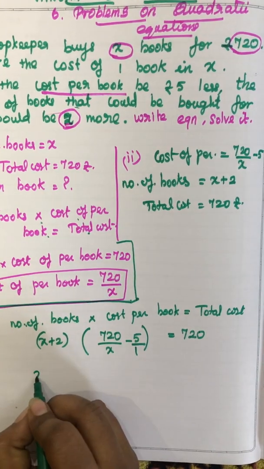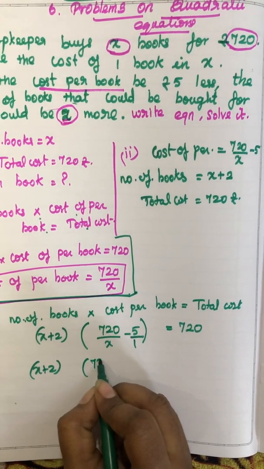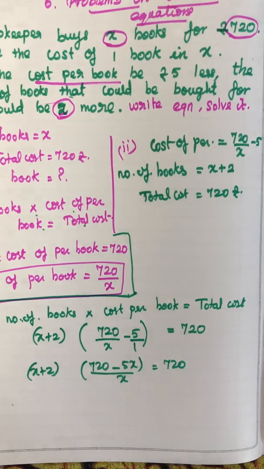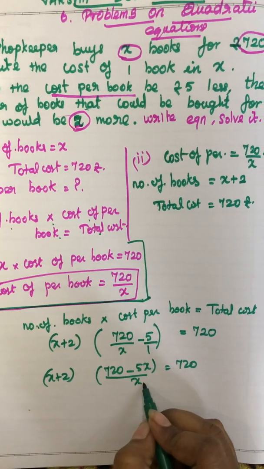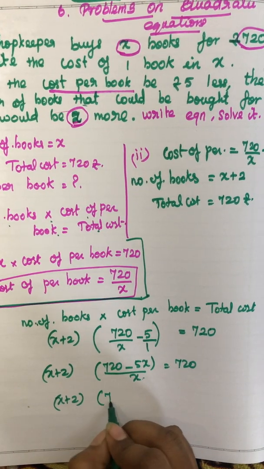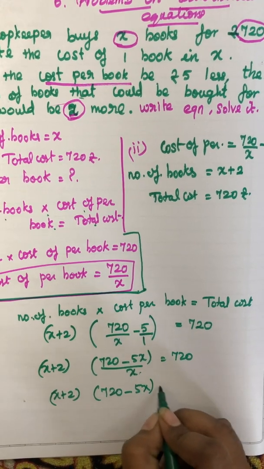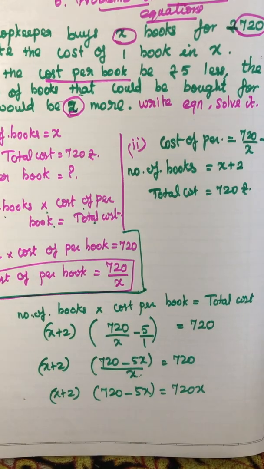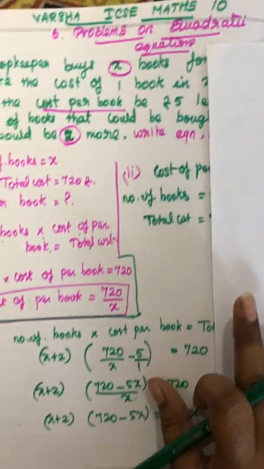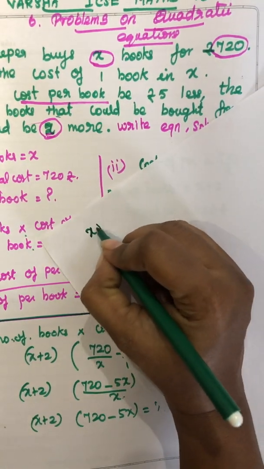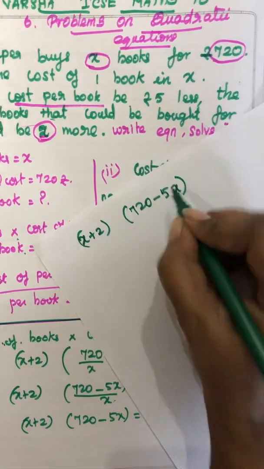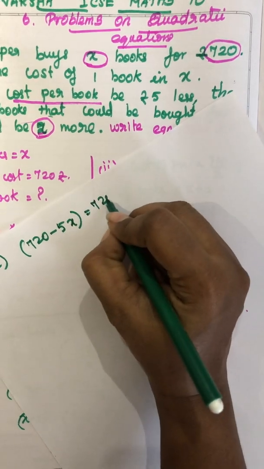See, take LCM. So this is X plus 2, this is 720 minus 5X by X, equal to 720. Okay, so in the next step, this X goes there. So this is X plus 2 and 720 minus 5x equal to 720x. Okay dear, so you multiply the equation. So I am going to take up next paper. See what is that question. X plus 2 into 720 minus 5x equal to 720x.